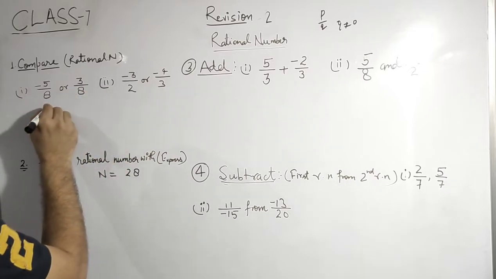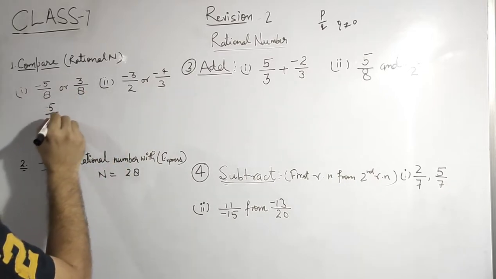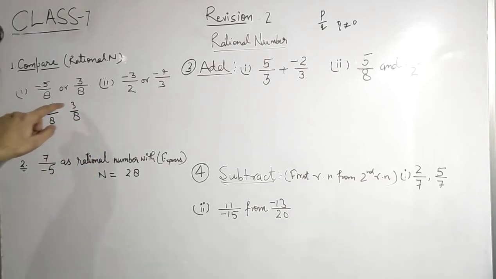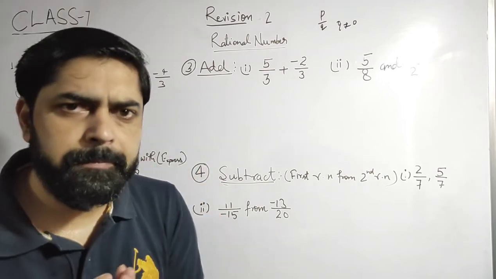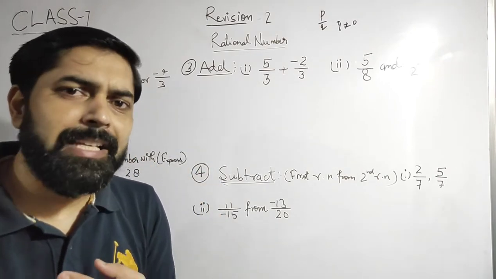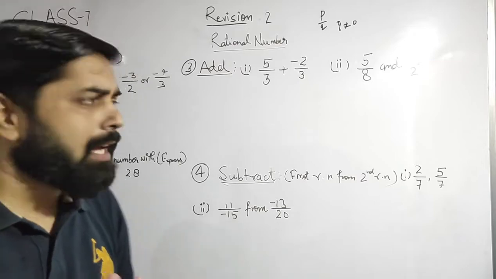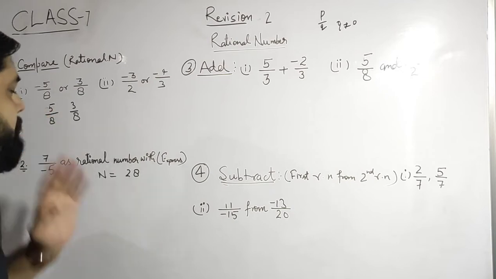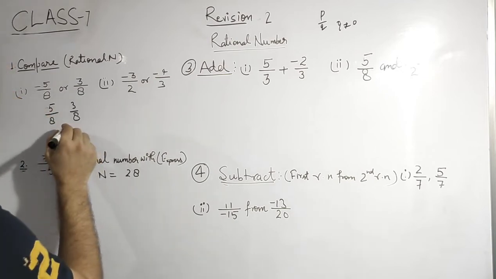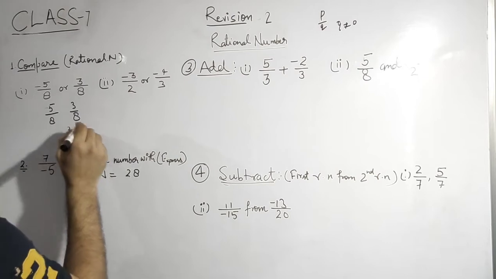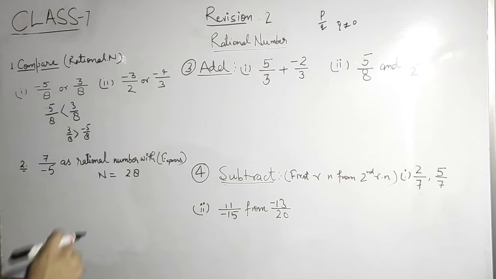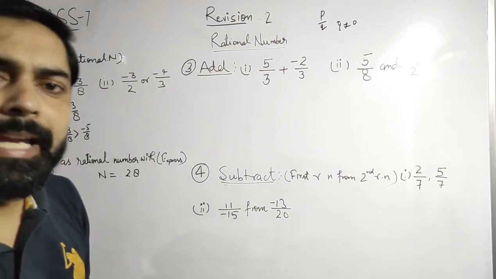And what is given here? Minus 5 upon 8 and 3 upon 8. Look here, this numerator is a minus and this is a plus. You know very well, a negative number is always less than a positive number, means a positive number is always greater than a negative number. So 3 upon 8 is greater than minus 5 upon 8, or you can also write that minus 5 upon 8 is less than 3 upon 8.